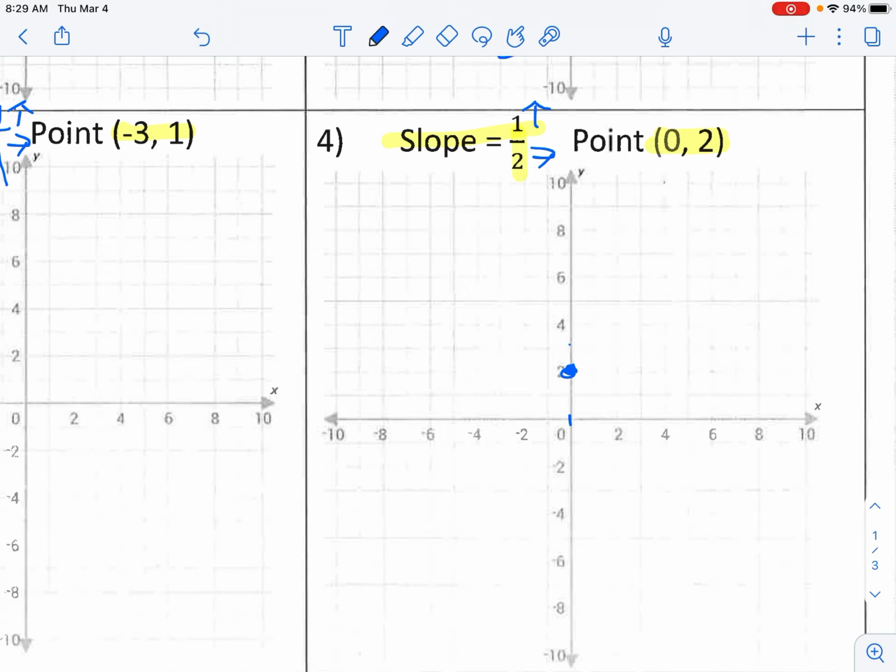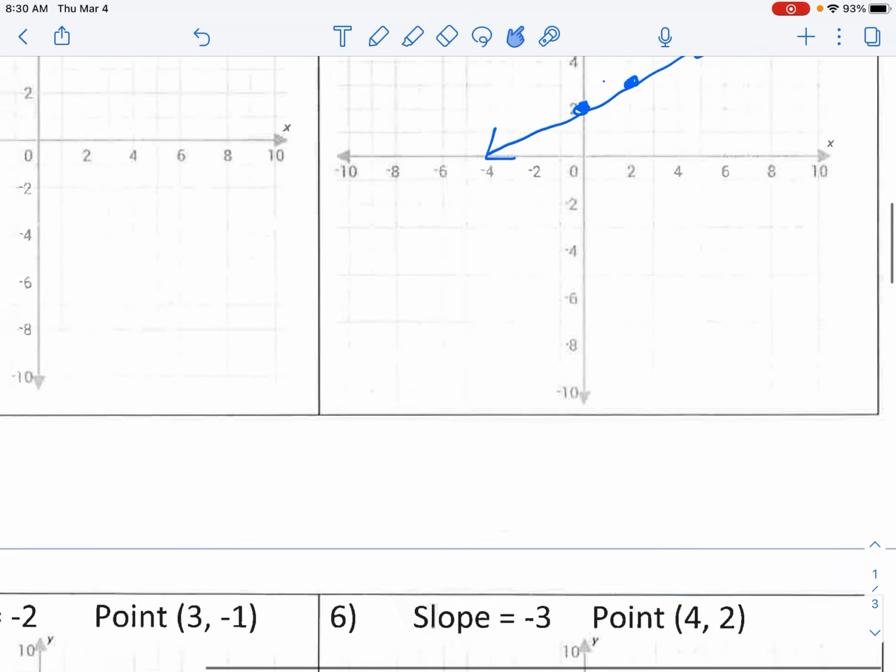If my slope is equal to 1/2, I'm going up 1 and to the right 2. So my second point would be here. I'm going to erase all the other marks that I made to help myself figure out where my points are going to go. Why isn't my eraser working? And then I'm going to connect those 2 points to draw a line.